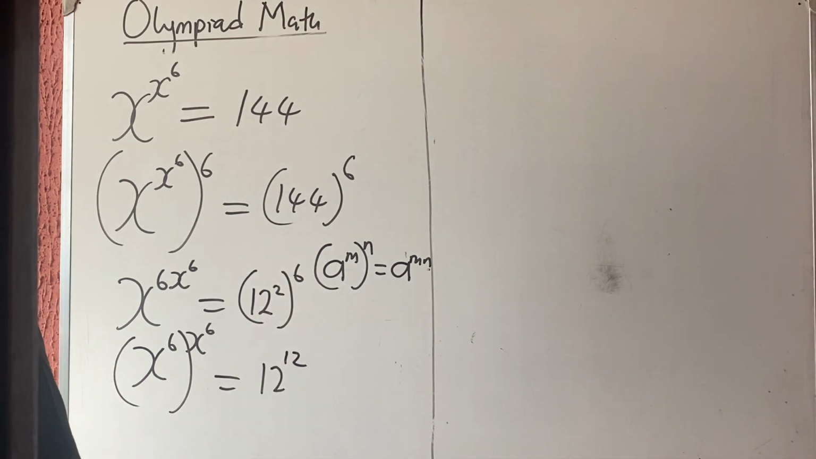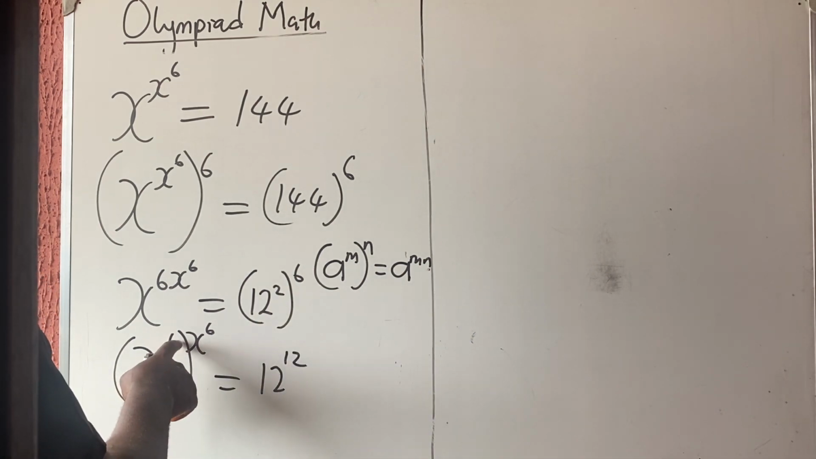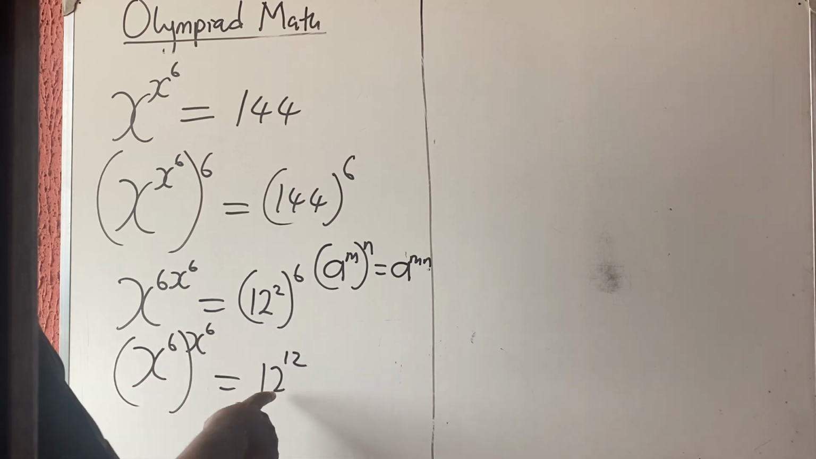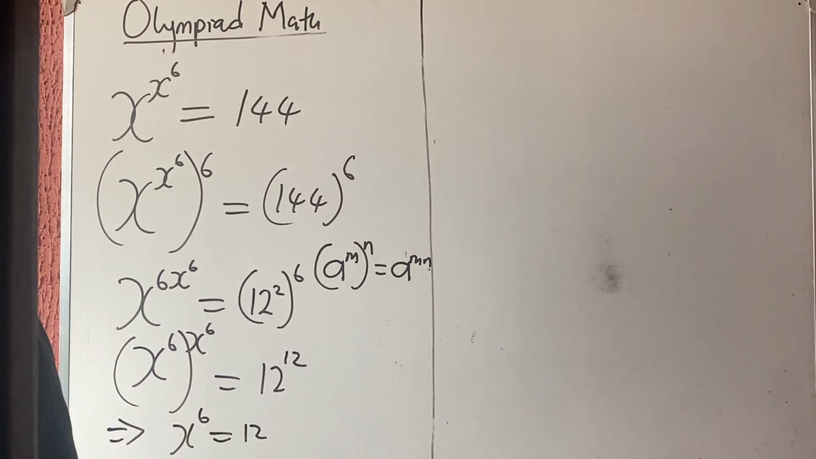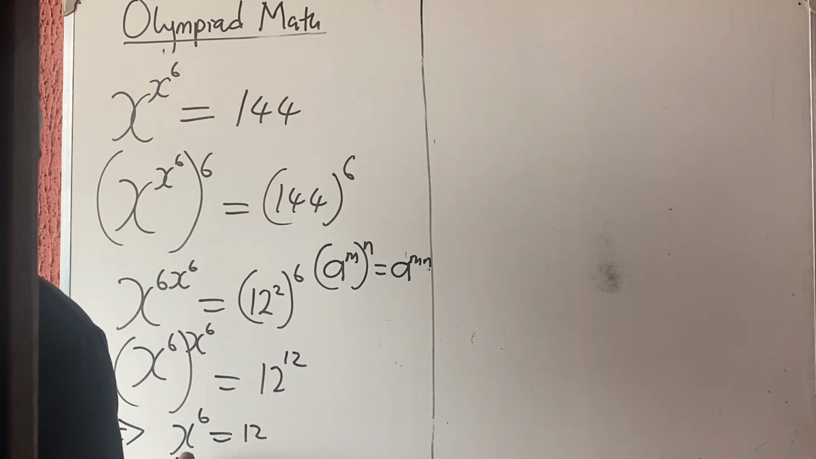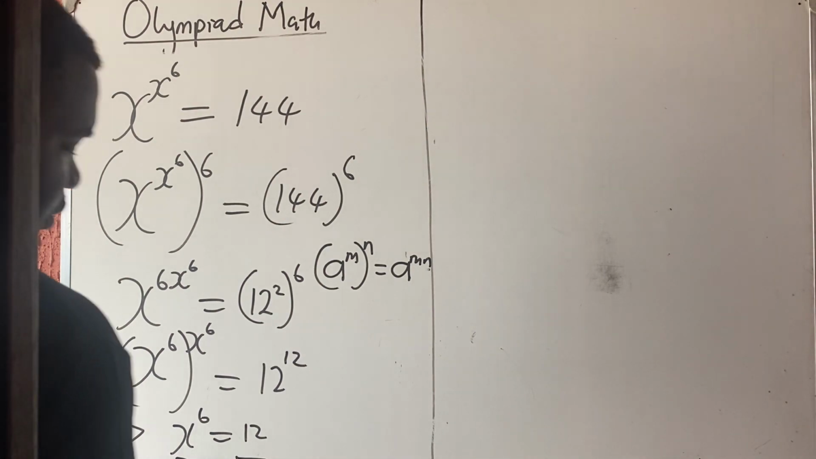You see the concept? So if x raised to power 6 raised to power x raised to power 6 is the same thing as this, what does it mean? This implies that x raised to power 6 is equal to what? 12. Okay, so what do we have? x will now be the 6th root of 12, so x is equal to the 6th root of 12. So that is that.